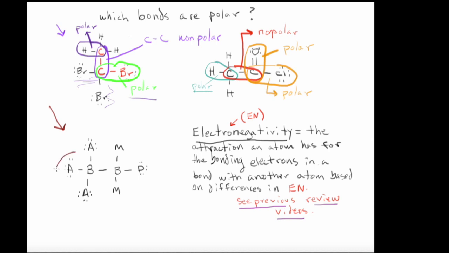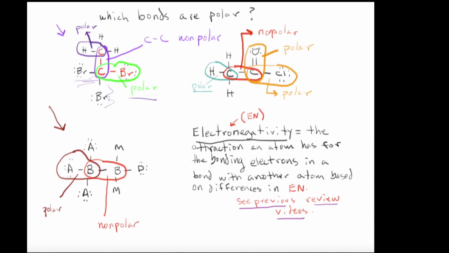So if I circle the AB here and answer the question, is it polar or not? Well, they're two different atoms, and by that criteria alone, they exist on a periodic table where the vast majority of elements have differences in electronegativity, so we would characterize this as being polar. And then, in the middle of the molecule, we have BB. This particular bond has identical atoms on both sides of it, so we would characterize this bond as being nonpolar.